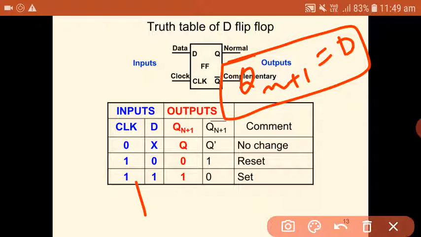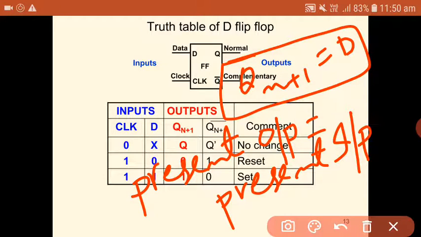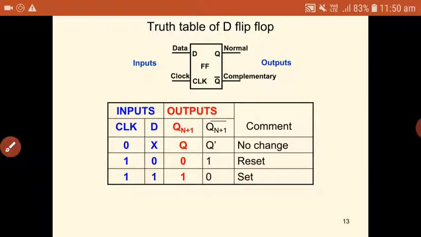So present output will be equal to present input only, and it is independent of previous output. Remember this in the case of the D flip-flop.